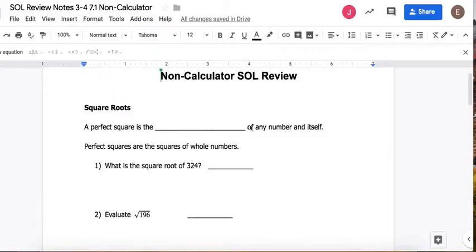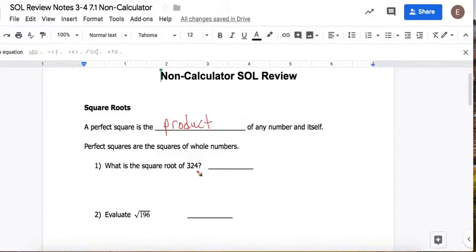So we are going to start with square roots. A perfect square is the product of any number by itself. So that means you're multiplying a number by itself. Perfect squares are the squares of whole numbers.